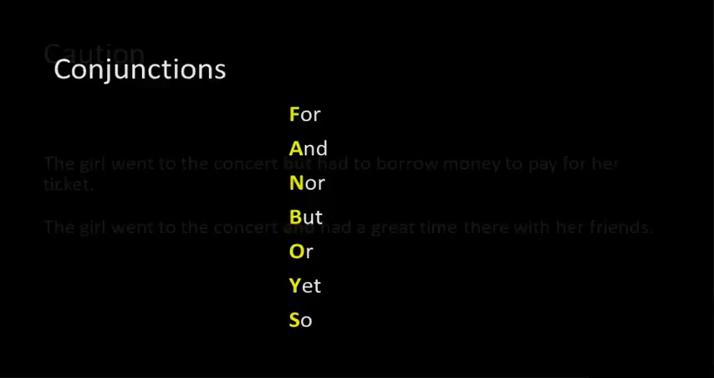A good way to remember your conjunctions, if you don't know this or didn't learn it in school, is by FANBOYS. Each letter in FANBOYS stands for or represents one of the conjunctions in English. For, and, nor, but, or, yet, and so. If you remember FANBOYS, you will know all of the conjunctions to use in constructing sentences.